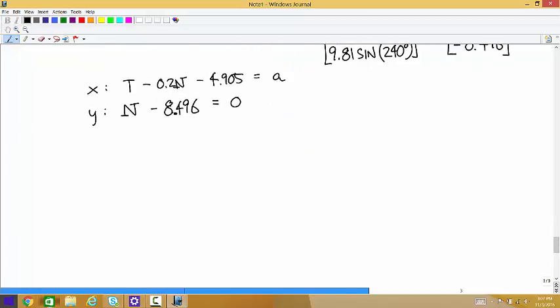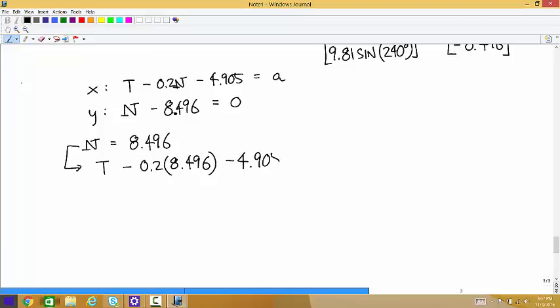So like we always do with these friction problems, I'm going to solve for n and then plug it into the x equation. So n is equal to 8.496. And then I'll plug that into the top equation, and it says T minus 0.2 times 8.496 minus 4.905 is equal to A.